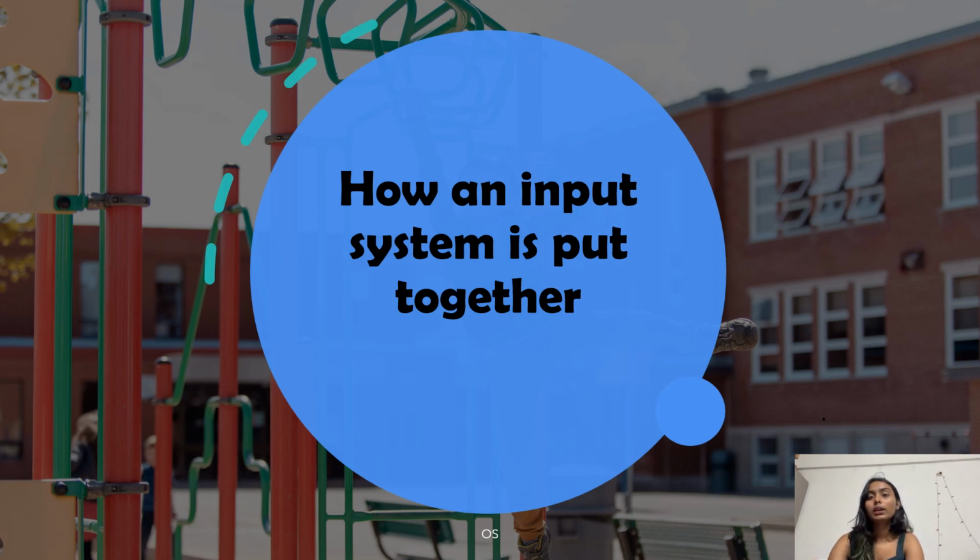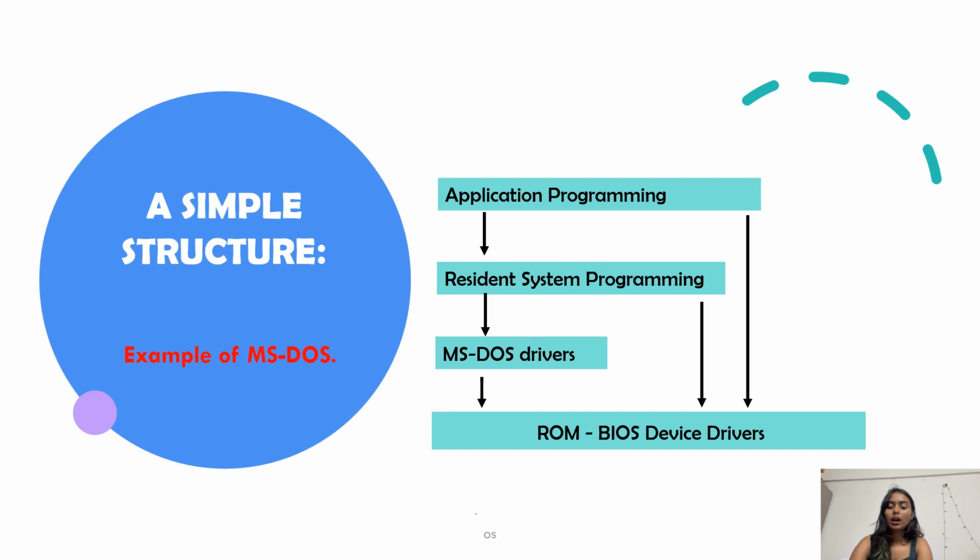So now how an input system is put together. A simple structure example of MS-DOS. So application programming, then resident system programming, then MS-DOS drivers, which is then connected to ROM, BIOS device drivers. So this BIOS device drivers and ROM is also connected to application programming and resident system programming.